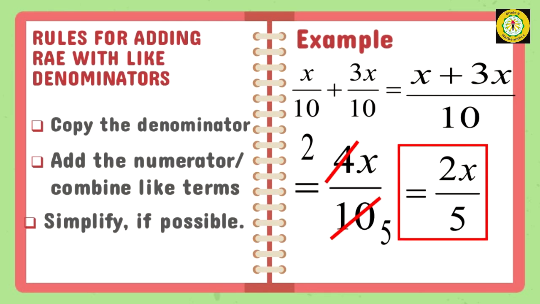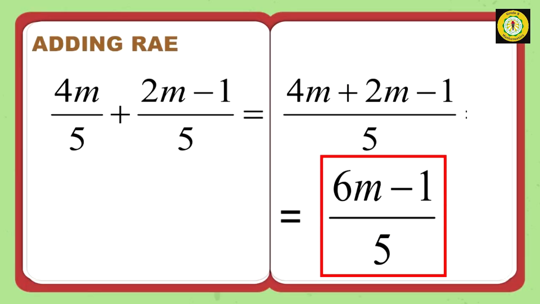Rules for adding rational algebraic expressions with like denominators. Copy the denominator. Add the numerators or combine like terms. Simplify, if possible. 4m over 5 plus 2m minus 1 over 5. Add 4m and 2m. Copy the remaining negative 1, and copy the same denominator. The answer is 6m minus 1 over 5.